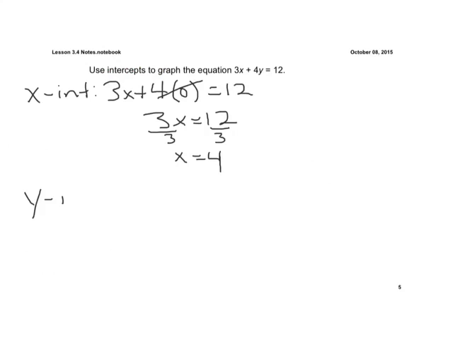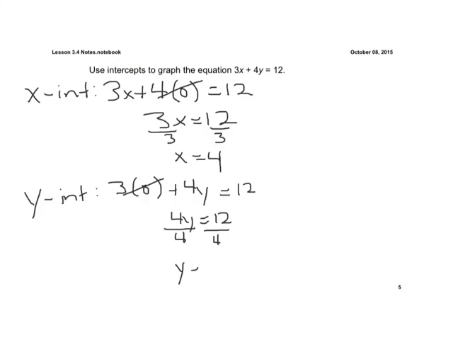Now let's find our y-intercept. Remember, y-intercept is where it crosses the y-axis, so x is now going to be 0. So instead of x, we're going to plug in a 0. Plus, now we're leaving y alone, for y equals 12. And let's solve. Again, 3 times 0 is 0. 4y equals 12. We're multiplying, so do the opposite. Divide by 4, divide by 4. y is equal to 3. Now, these are our two intercepts.